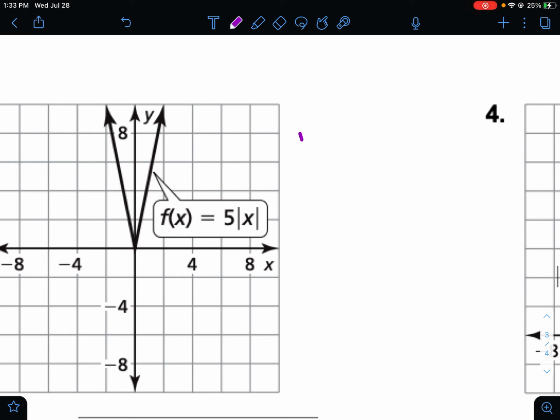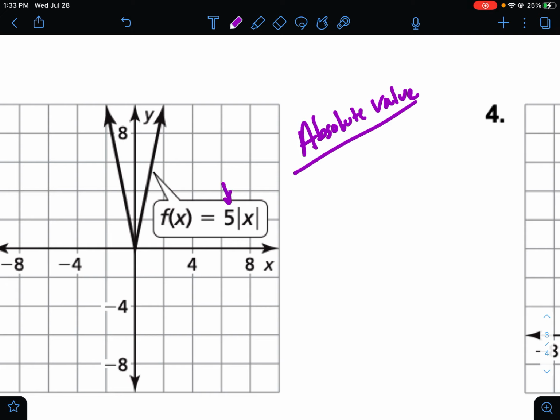This is a V, so this is absolute value. You can also tell by the bars that are there that this is an absolute value. And then all you have is this thing on the outside here. You just have a transformation in the A spot here, which is just simply a vertical stretch by a factor of 5.